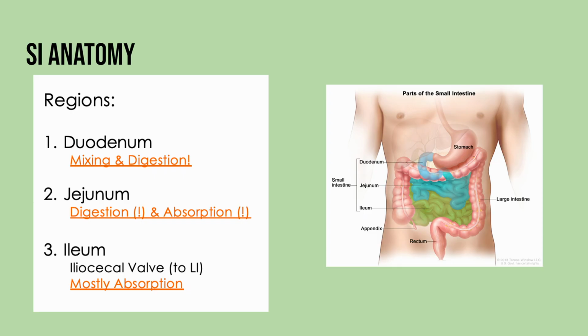And then to quickly just look at small intestine anatomy, zooming out, the duodenum is the region where a lot of digestive enzymes get released. So there's a lot of digestion and mixing in this region. Jejunum has some more digestion, and then also is important for absorption. And then once you get down to the ileum, it's mostly absorption.